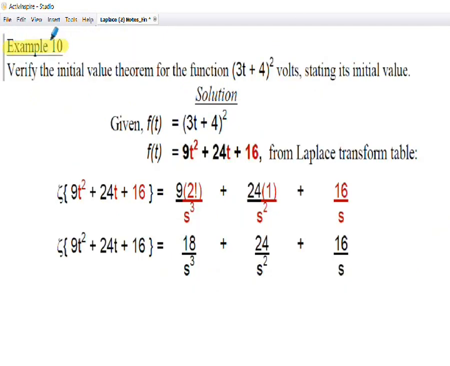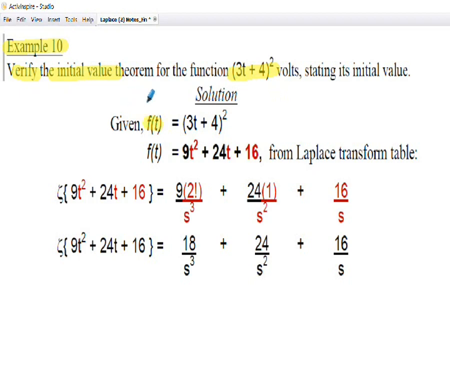Example 10 here, again we've got to verify the initial value theorem, given a function. Now just be careful with this function as it's given, because it's not in standard form. 3t plus 4 all squared is not a standard form. It's not something we can look up in our Laplace transform table, so be careful here.